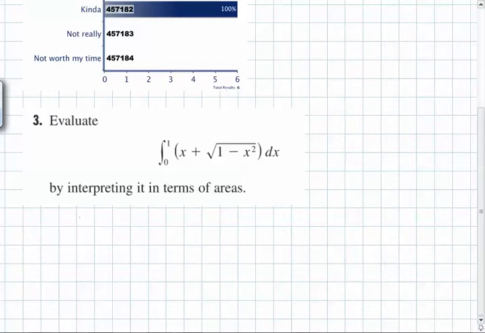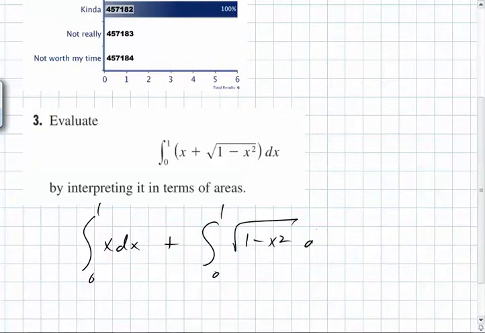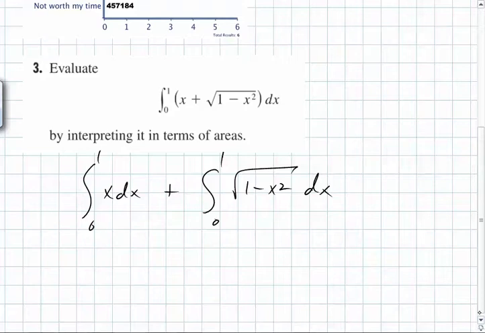I see two of them. So I see the integral from 0 to 1 of x dx plus the integral from 0 to 1 of square root of 1 minus x squared dx. Well, the first one's pretty easy. What's that?